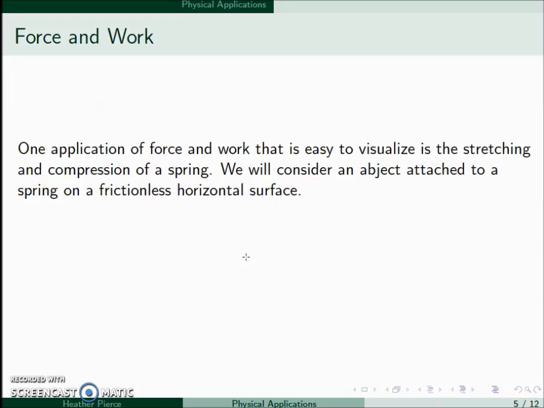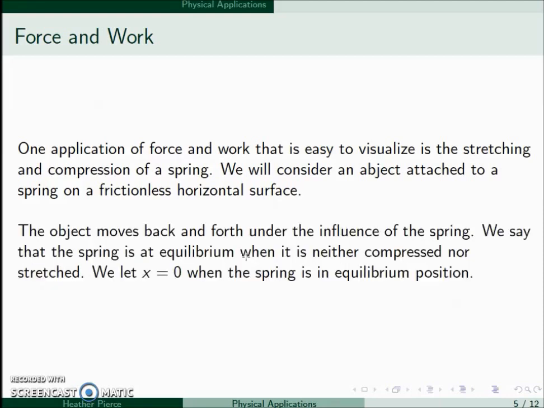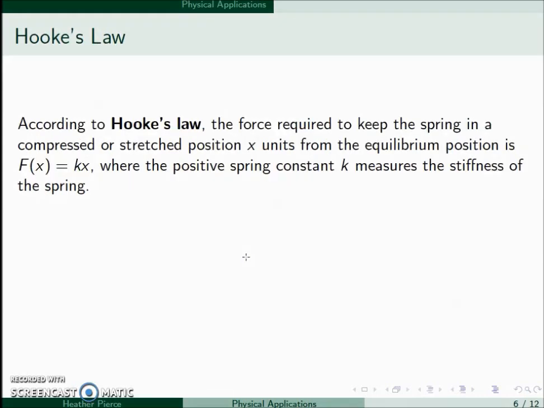So we consider an object attached to a spring on a frictionless horizontal surface. And then the object will move back and forth under the influence of the spring. We say it's at equilibrium when it's neither compressed nor stretched, and this will happen when x is 0. Hooke's law tells us that the force required to keep the spring in the compressed or stretched position x units from equilibrium is f of x equal to kx. And k is just a positive spring constant that determines the stiffness of the spring.